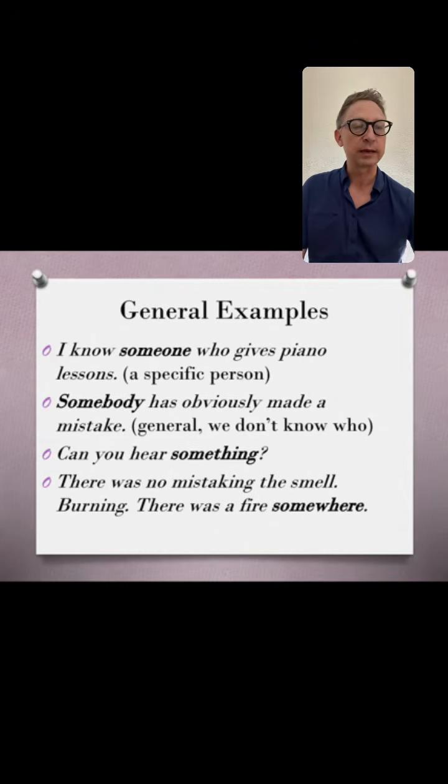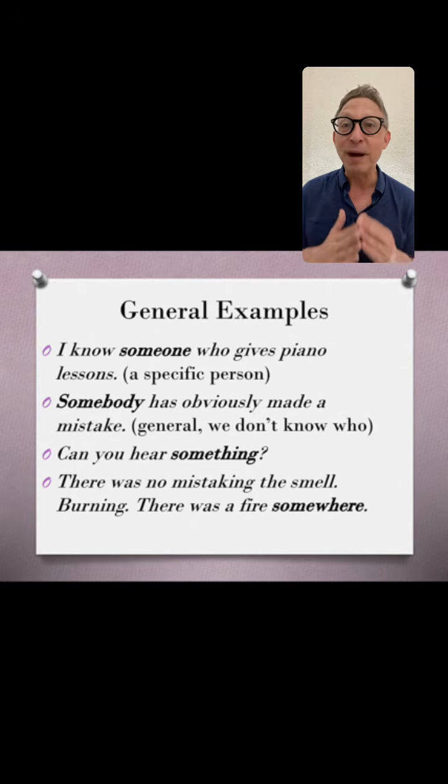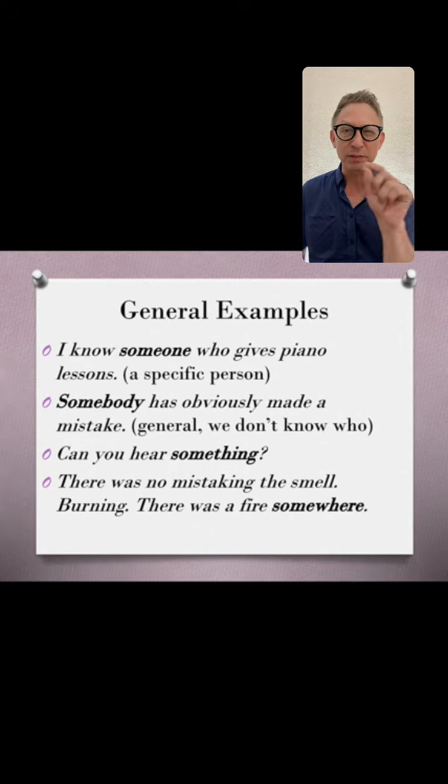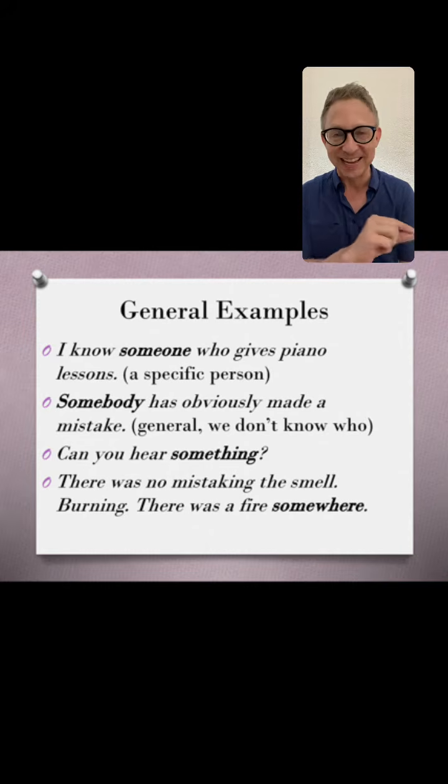So here are general examples. I know someone who gives piano lessons. So if I say that, someone, it means I know the person, you don't know yet, but I know exactly who it is. I know someone who gives piano lessons. Somebody has obviously made a mistake. Now, this is interesting because we don't know who it is. Somebody has made a mistake, a person has made a mistake, but we don't know exactly who it is. We might have an idea, maybe it's one of these three people, but we don't know exactly.